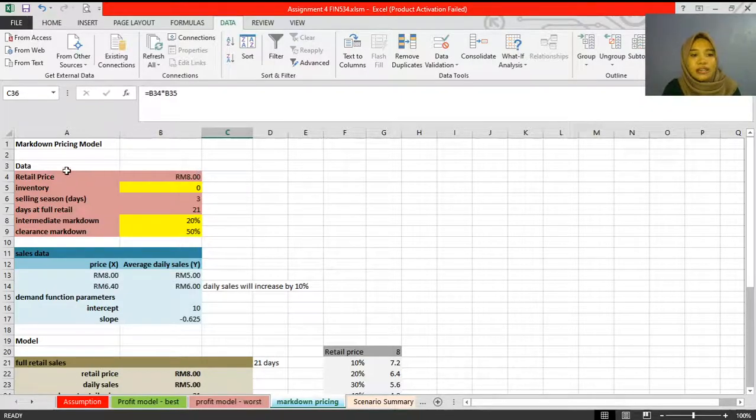So in the data, we have retail price, which is 8 ringgit. Selling season 3 days. Full retail 21 days. And the intermediate markdown 20%. Clear markdown is 50%. And then for the sales data, I have price and average daily sale, where the price is 8 ringgit.